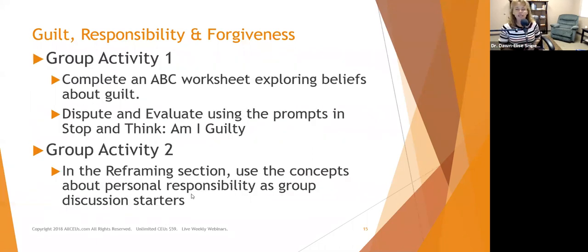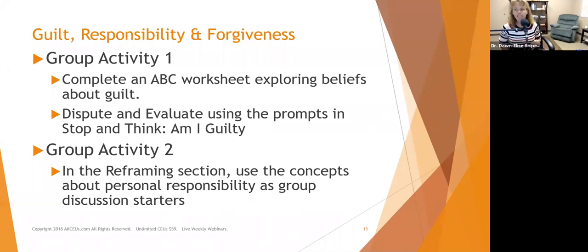We can have clients complete an ABC worksheet exploring their beliefs about guilt and dispute and evaluate using the prompts in the activity in the book. Stop and think, am I guilty? So she walks you through a lot of prompts that help people look at some common beliefs they have around guilt, especially if they grew up in a borderline or addicted family.